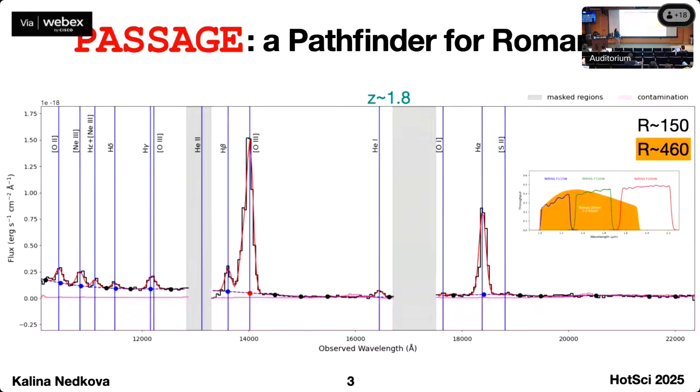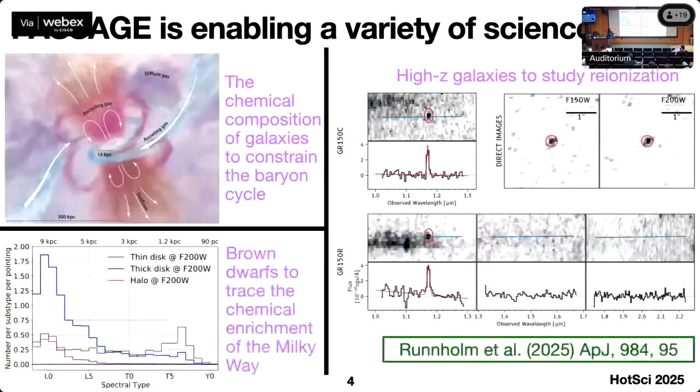One thing to note is that this NIRISS Grism data has a resolution of about 150. With Roman, it'll be a little bit higher. This will be really nice for things like deblending the H beta and the O3 line. So you can see here that they overlap a little bit. At this improved resolution, we'll also be able to cleanly deblend the O3 doublet. So this will be very exciting. But while we wait for that, PASSAGE is still enabling a lot of really exciting science.